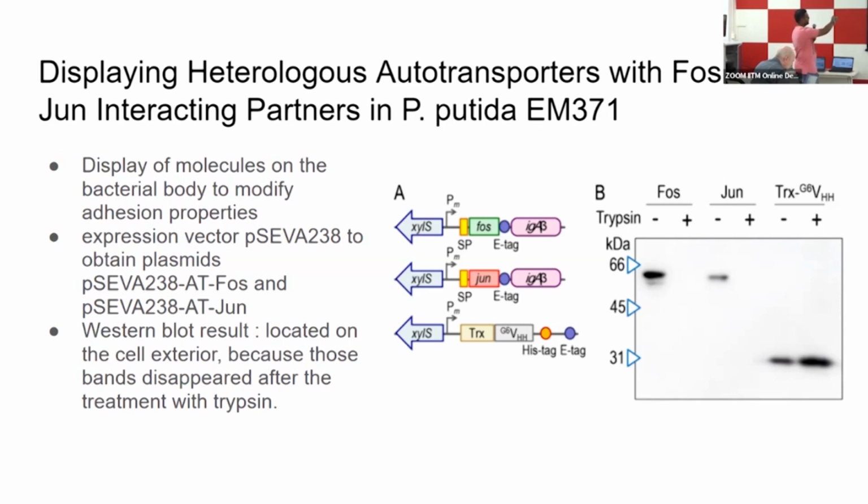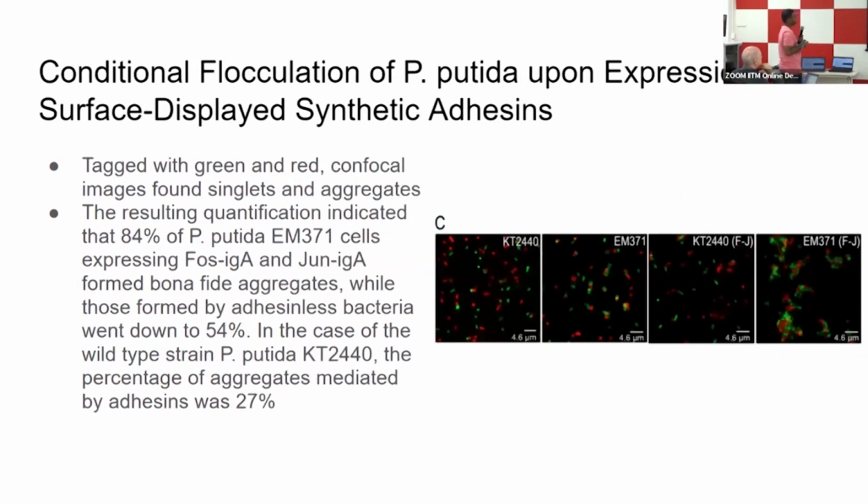These are the plasmids, 23880 for FOS and for JUN also. After Western blot, it was confirmed whether they are on the outer surface by checking if adding trypsin removes these external particles, FOS and JUN. In trypsin negative, they are present, and if trypsin is present, they are not there.